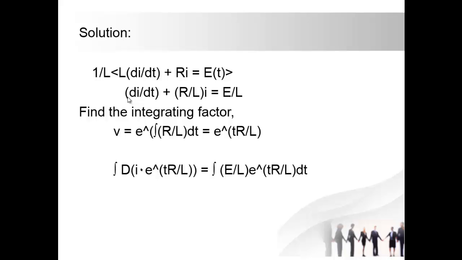Multiplying the integrating factor to the right hand side will result to E over L e raised to the power of tR over L dt, with the derivative of I multiplied by e raised to the power of tR over L. So integrating both sides, we can get I e raised to the power of tR over L is equal to E over R, or the voltage over R, multiplied to e raised to the power of tR over L plus C. So we can get from that equation that I(t) is equal to voltage over R plus C times e raised to the power of negative tR over L.